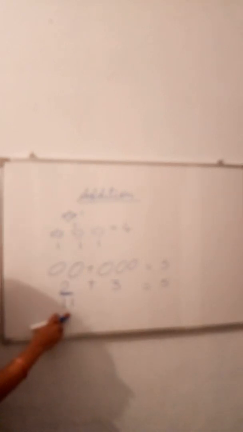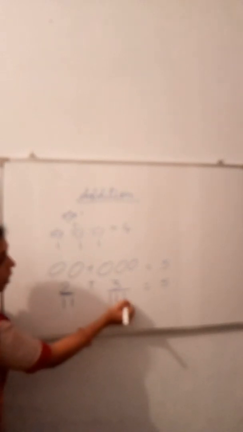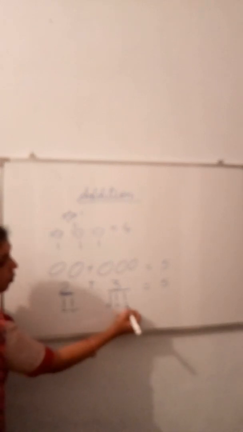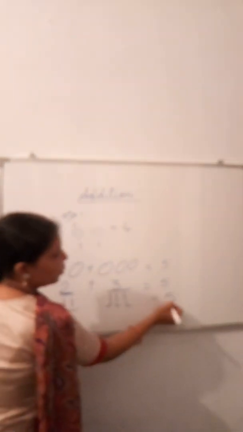How is it? It is written 2, na? Means we have to draw 2 lines, 1, 2. And here it is written 3, then we have to draw 3 lines, 1, 2, 3. Means total how many? 1, 2, 3, 4, 5. It is 5. Okay, understood or not? It is called addition.